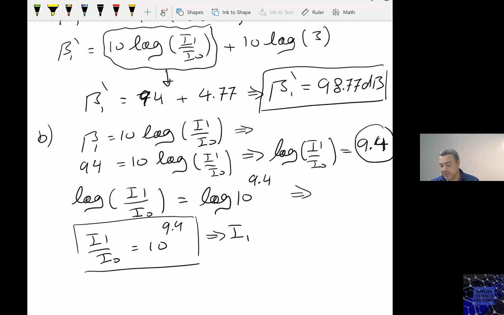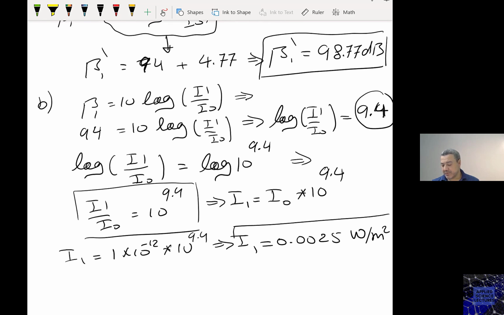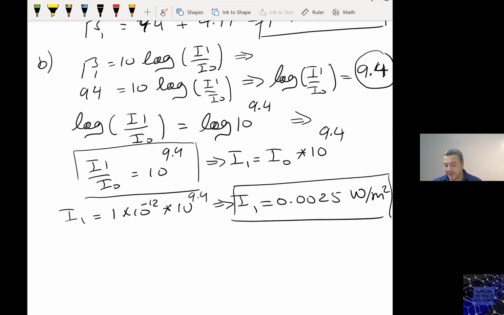Then I1 is I0 times 10 to the power 9.4. I1 is 10 to the power minus 12, which is the threshold, times 10 to the power 4. I1 equals 0.0025 watts per meter squared. So this is I1.